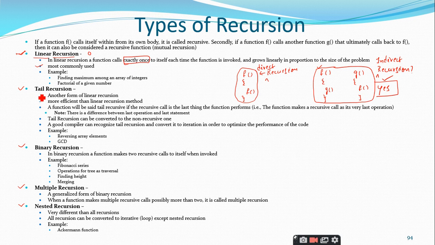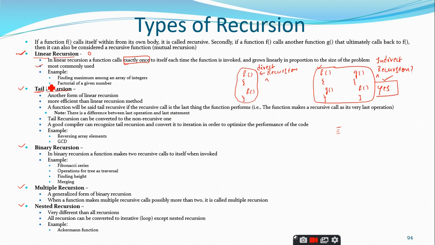And coming to the tail recursion, from the name itself, we know the concept of recursion. We know the tail. Tail means at the end. So this is another form of linear recursion where a function calls itself exactly once. But what happens here is the recursion is done as the last statement. That means you don't have any statements after that recursive function call.